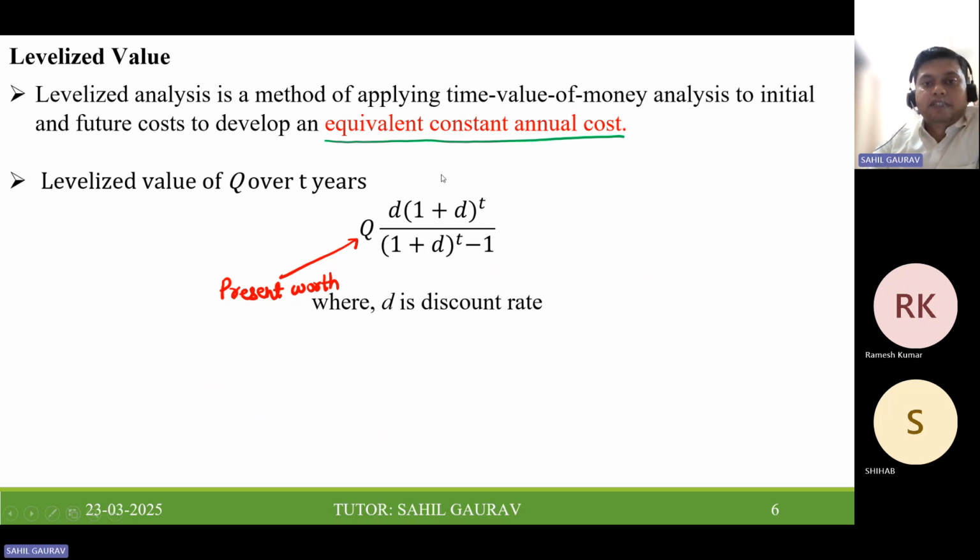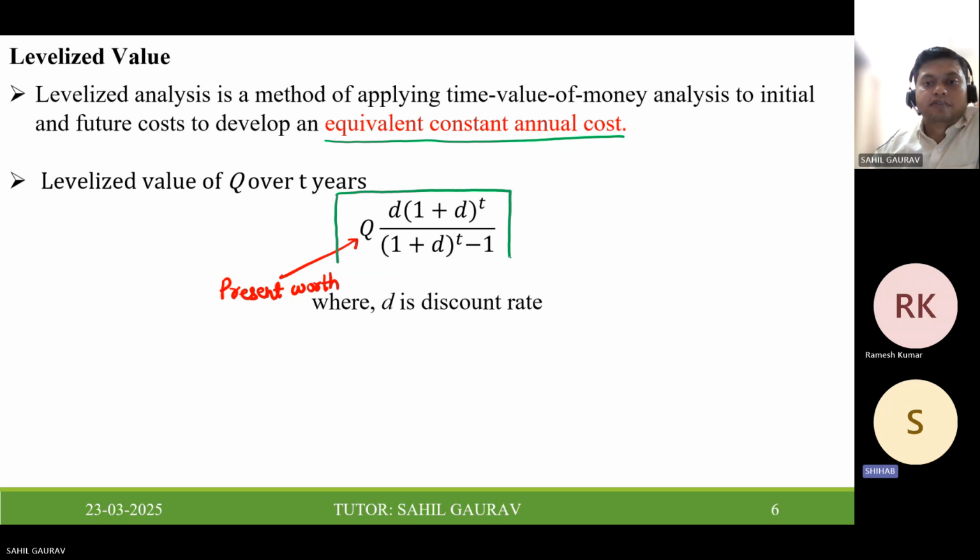So like that, we will see problems based on this, how we can find the levelized value of Q over T years. So this expression is also important. And in this lesson, Q is the present worth factor. Yes, any doubt?